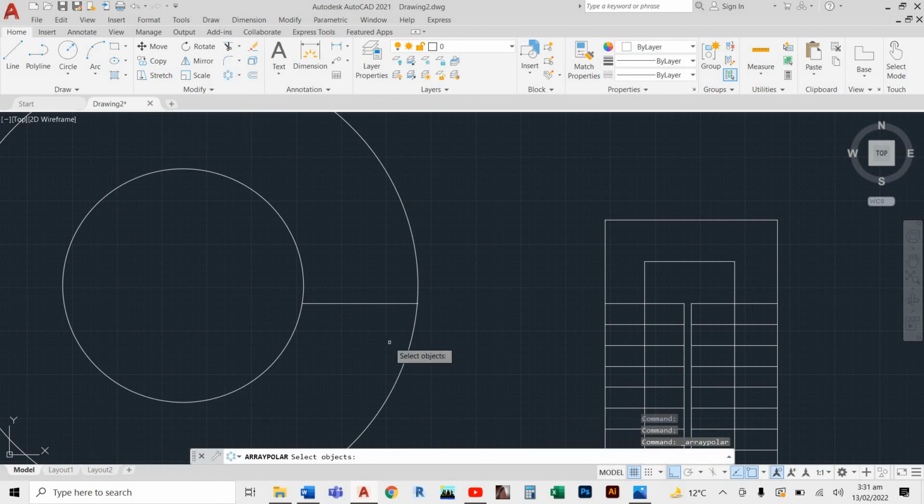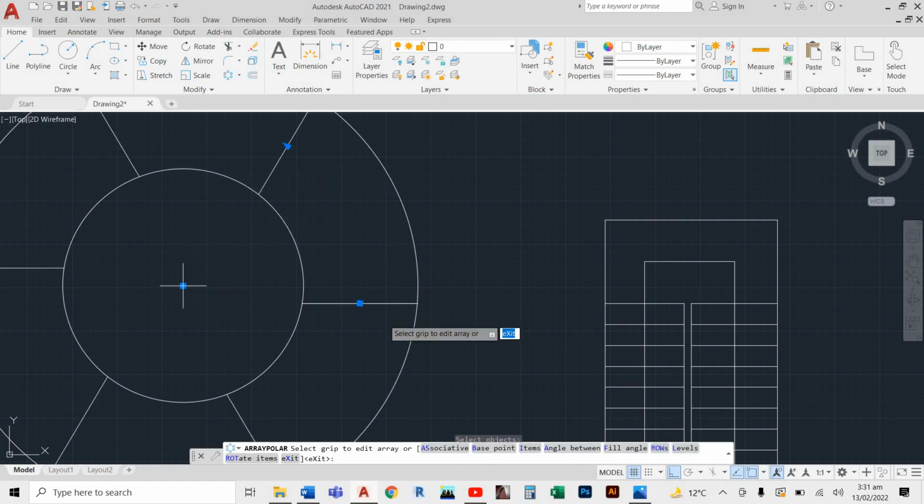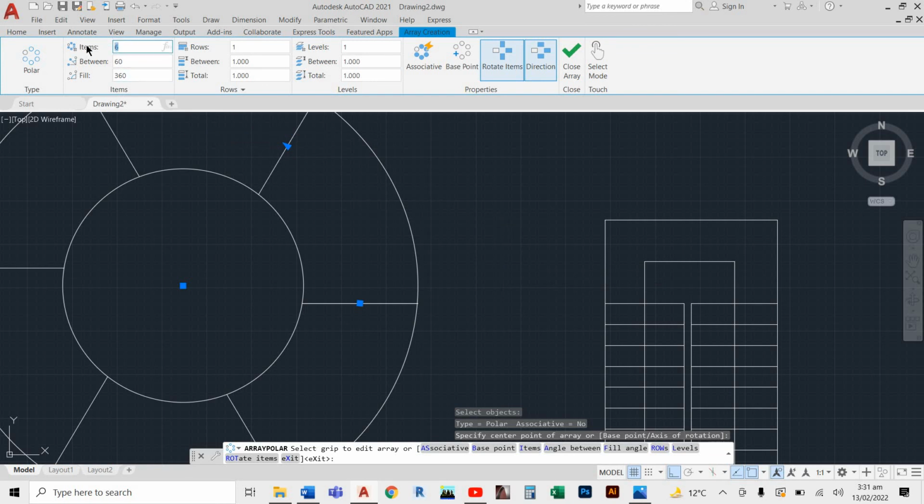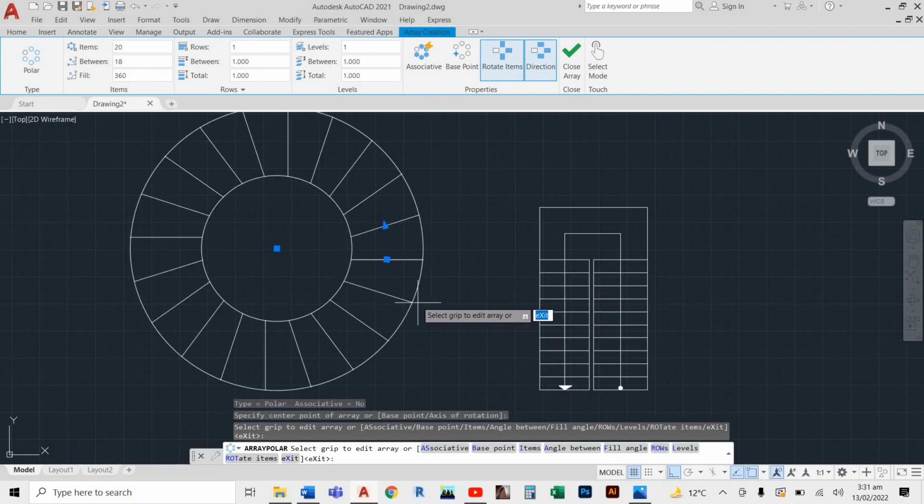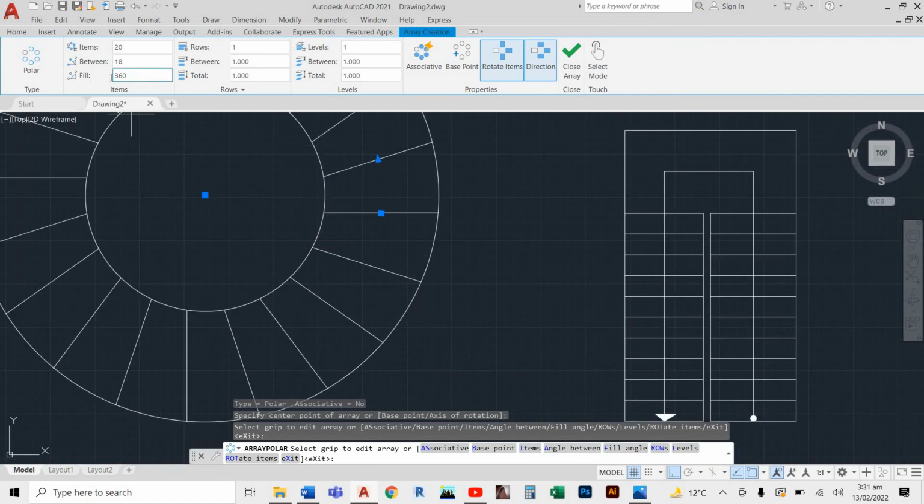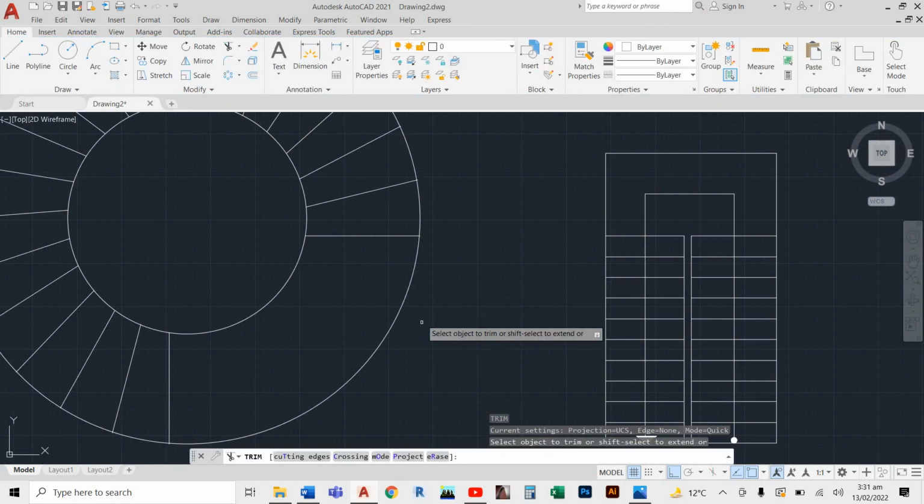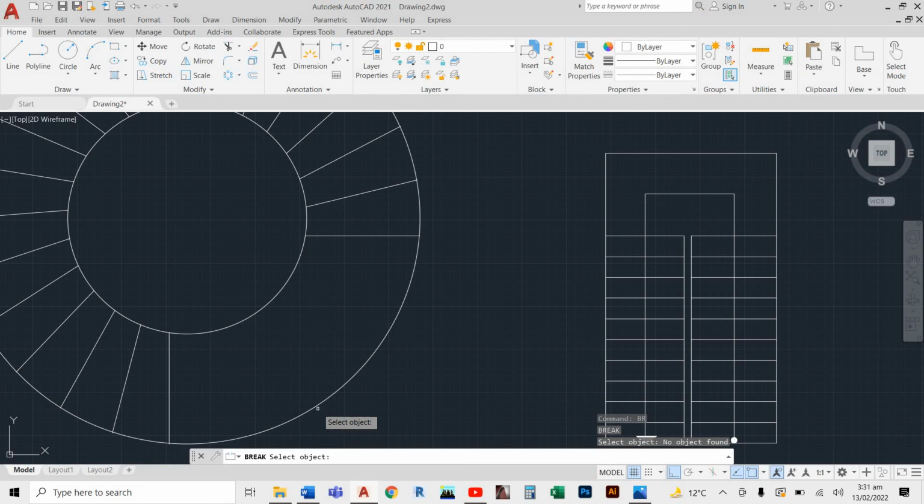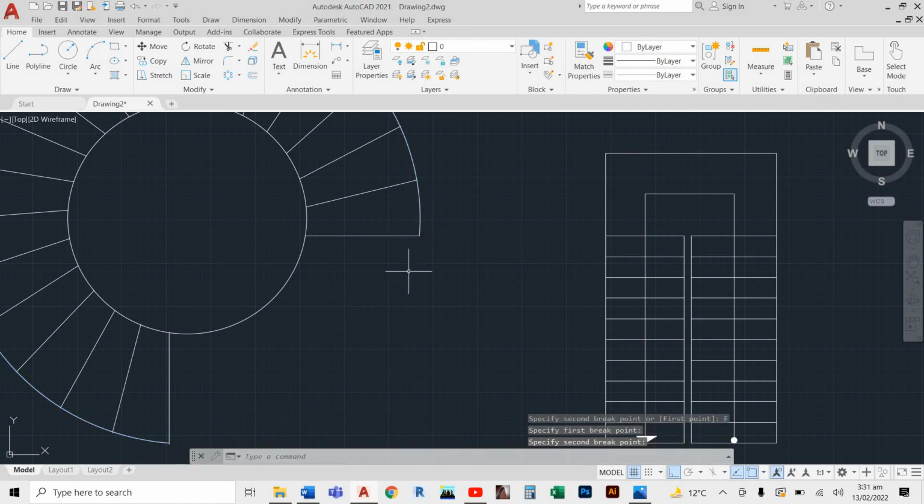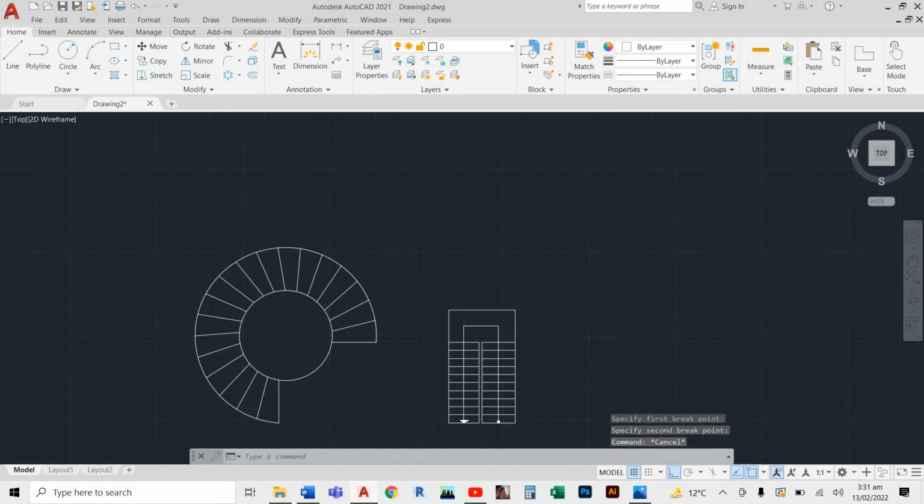Then you can use the polar array. Just select your object and select the distance. You can also improve the linear one. We can improve this, for example, for 20, and this we can take 220 degrees, and then we can trim this portion, or we can break it. Select the object and the first point, here up to here. Okay, here up to here.